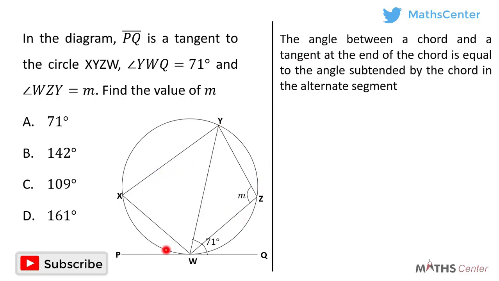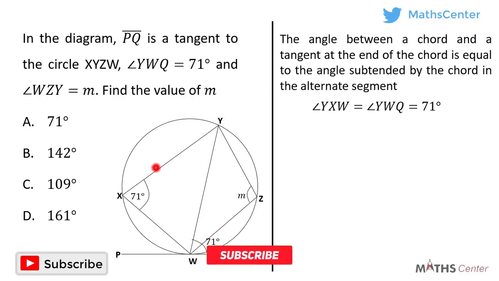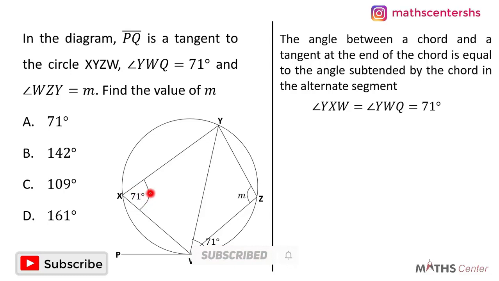The theorem says the angle between the chord and the tangent, that is this 71 degrees angle, is equal to the angle that the chord WY will subtend at the circumference in this segment, and that angle is WXY. So it means that angle YXW, that is the angle we have here, is equal to angle YWQ, which is the 71 degrees angle we have here. So angle YXW is also 71 degrees.